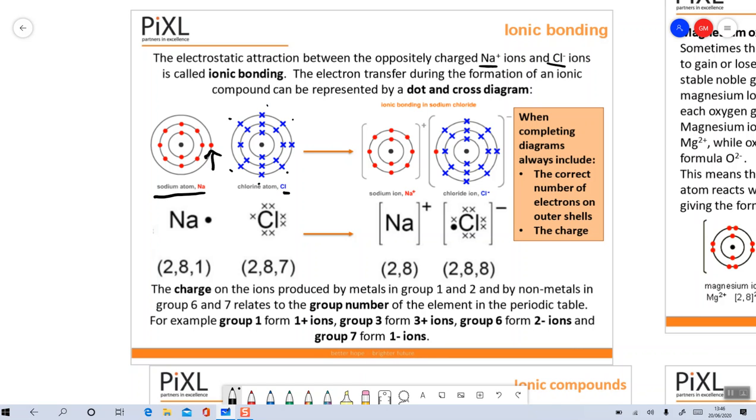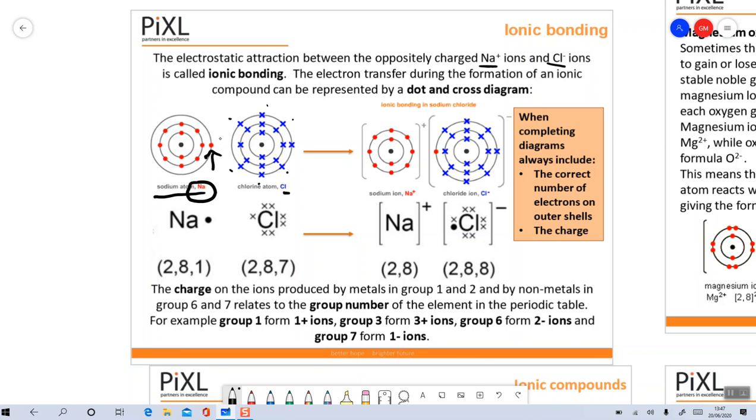Now, the atoms, to be stable, want to have a full outside shell. The easiest way for the sodium to get a full outside shell is to get rid of that 1 electron. Then the next shell inside is full. It's got its 8 electrons in. Chlorine wants to have a full outside shell. Chlorine's got 7 electrons in its outside shell. The easiest way to get the full 8 electrons is to gain 1 more. It's easier for sodium to lose 1 because there's only 1 in there. It's easier for chlorine to gain 1, make 7, add in 1 makes 8.